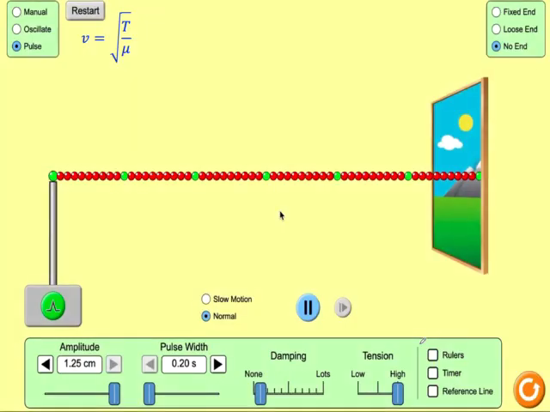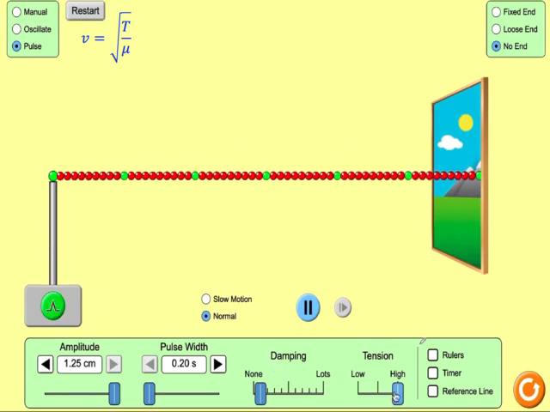So this is the Wave app that's linked to your assignment sheet. And I just want to show you what happens when we send a pulse down this array of masses connected by springs. This is supposed to be a window, so it goes on forever. If you send a pulse down, it just gets smaller and smaller, but goes on forever.